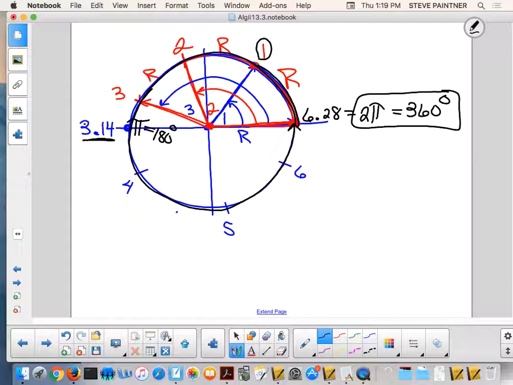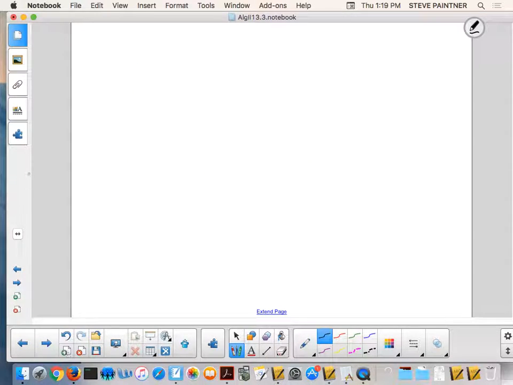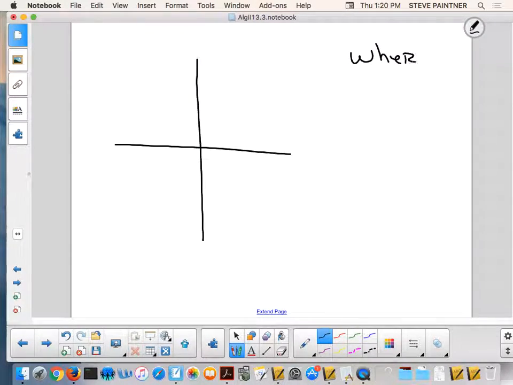Now, here's what I need you to do. Redo that whole circle, except just put a couple things down. Redo the circle, maybe on the bottom half of your paper, and then do this. Show me where is pi radians and where is 2 pi. You need to do another circle. Don't use that old circle. Now make a new one.